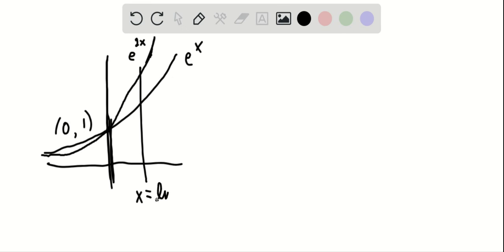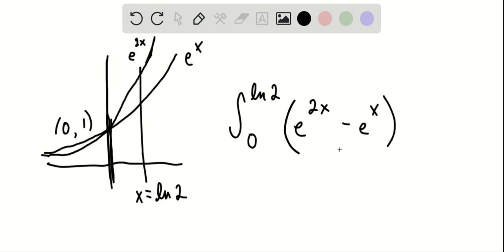natural log of 2. So what we need to do is the integral from 0, the lower bound, which they told you, to the upper bound, natural log of 2, of the upper function, e to the 2x minus e to the x dx.